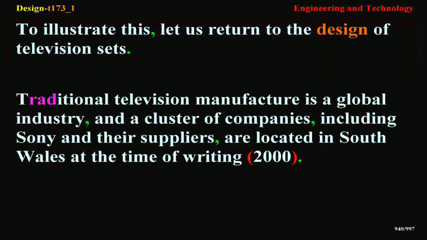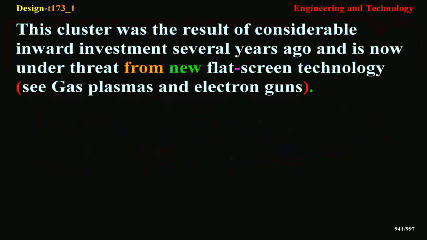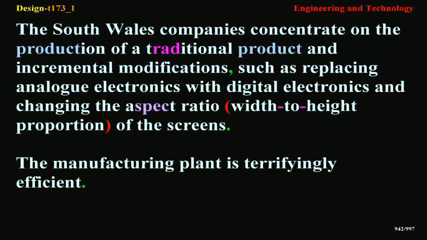Traditional television manufacture is a global industry, and a cluster of companies, including Sony and their suppliers, are located in South Wales at the time of writing, 2000. This cluster was the result of considerable inward investment several years ago and is now under threat from new flat-screen technologies, see gas plasmas and electron guns. The South Wales companies concentrate on the production of a traditional product and incremental modifications, such as replacing analog electronics with digital electronics and changing the aspect ratio (width to height proportion) of the screens.